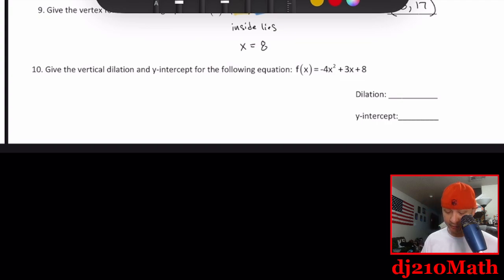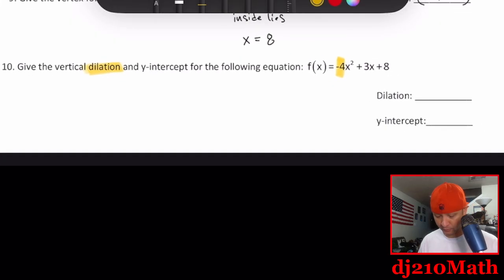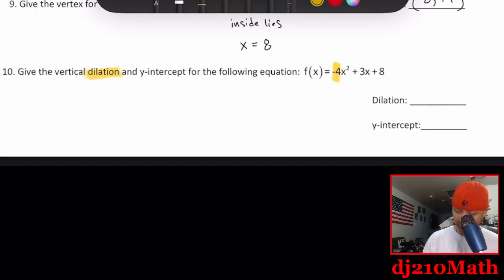Give the vertical dilation and y-intercept. Okay. So this is testing our knowledge of if we can interpret these things. So the dilation is just the number right in front of x squared. Just the number. Does yellow show up? Yeah, it does. So 4. Well, I don't care about the negative 4. Negative means it opens up or down, but it's stretched by a factor of 4.